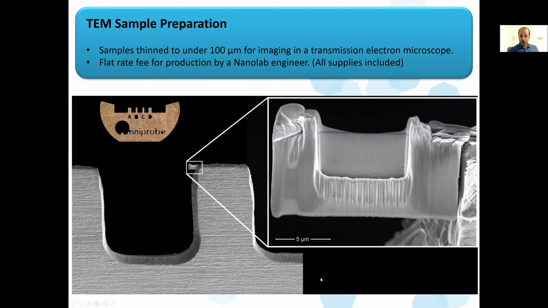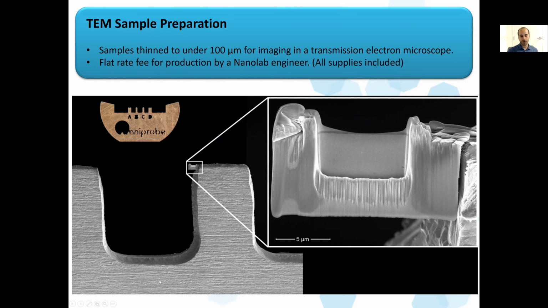Another huge use for our system is in producing TEM samples. TEM is a transmission electron microscope. It allows you to see atomic scale resolution on your samples, but there's a lot of requirements for your samples, one of which is the sample needs to be thin enough that the electrons from the TEM can pass through your sample.